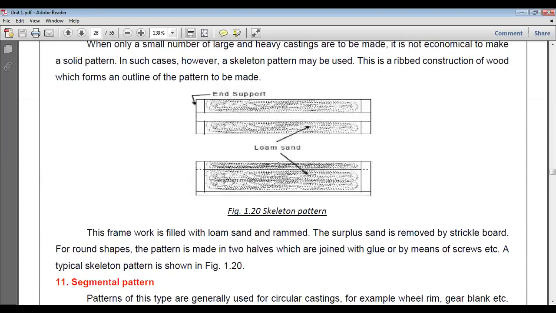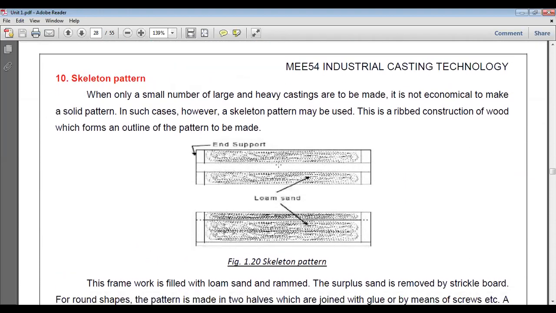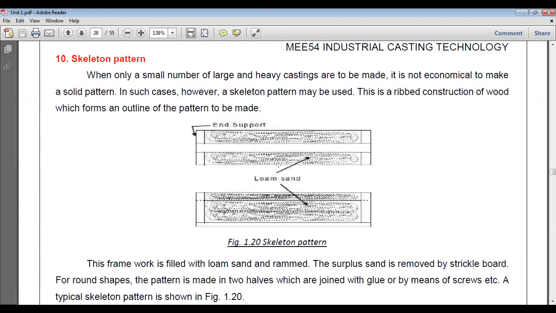Two more patterns are there: skeleton and segmental pattern. Skeleton pattern is used when a number of large and heavy castings are to be made. It is not economical to make a solid pattern, because when the casting is large and heavy, the pattern is also large. So rather than making a solid pattern, we make a skeleton pattern. That means we make ribs of the pattern, and this way we achieve our objective of creating the mold.